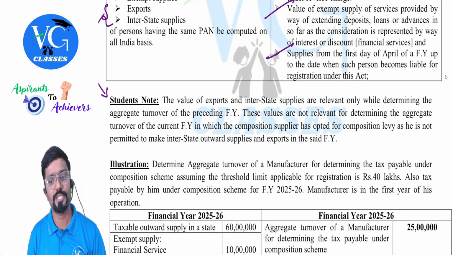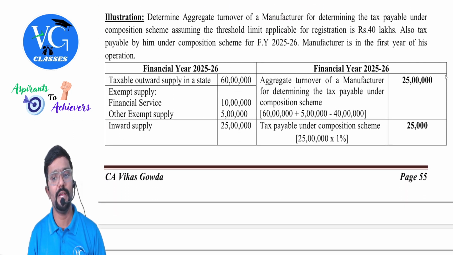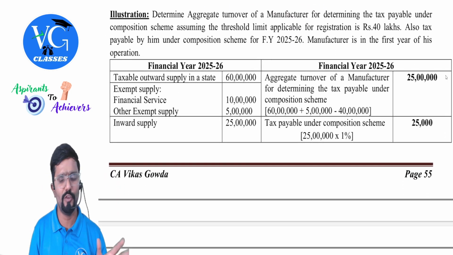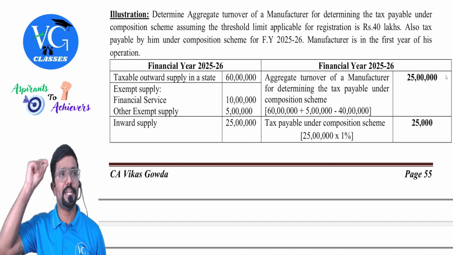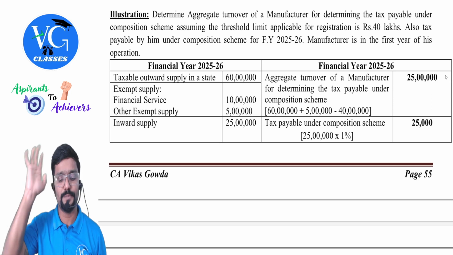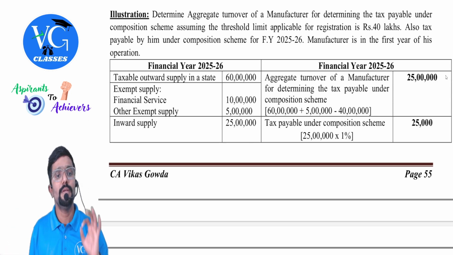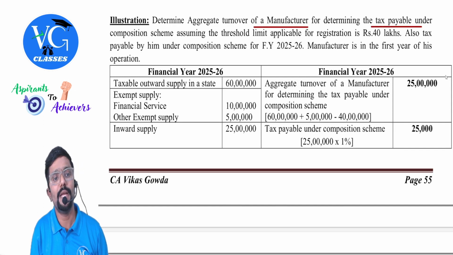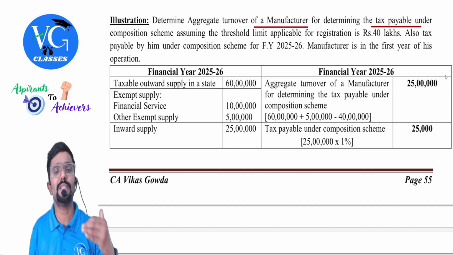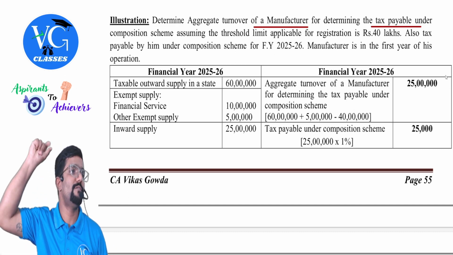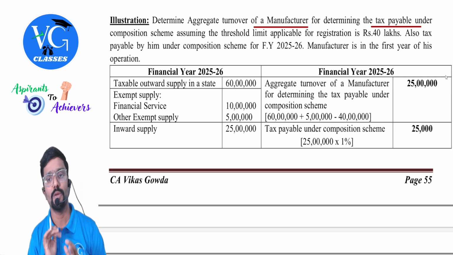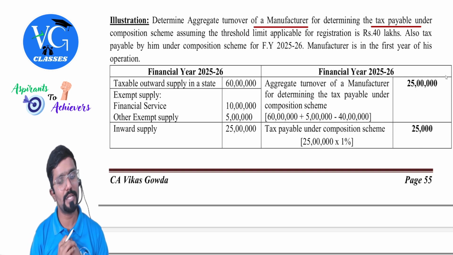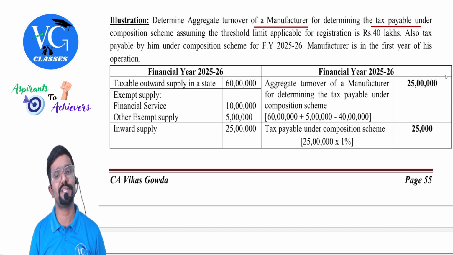Okay. I have one illustration for this. Let me read it. Interesting. Please pay attention. You will get full clarity here itself. Determine the aggregate turnover. Very important. One small change will be there. Determine aggregate turnover of manufacturer for determining tax payable under composition scheme, assuming the threshold limit applicable for registration is 40 lakh. They are only given in the question. Also tax payable by him under the composition scheme for financial year 25-26.